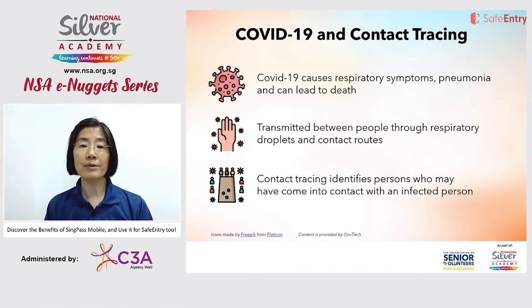Contact tracing becomes very critical because it is used to identify persons who may have come into contact with the infected people, and therefore will allow an expedient follow-up to contain the spread of this virus.